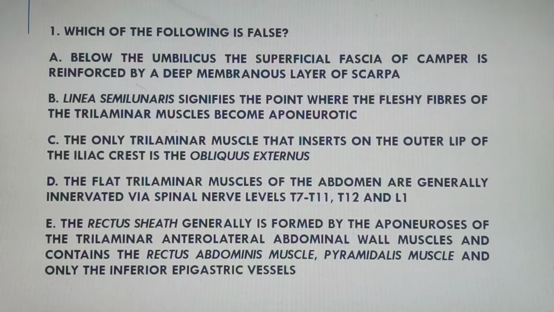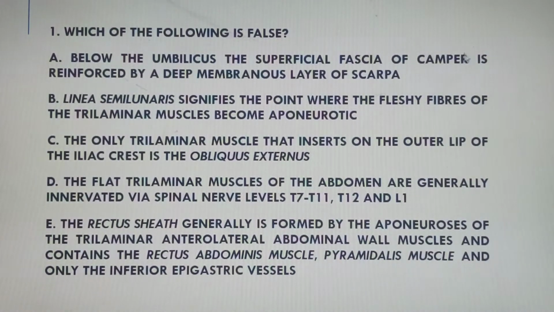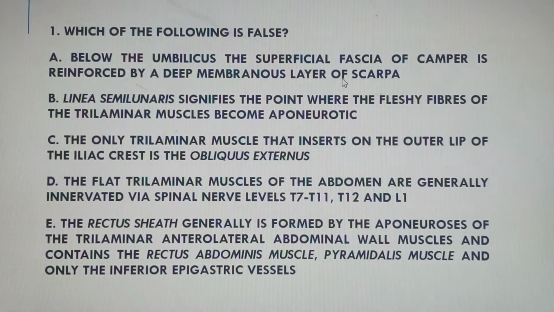But what happens is that above the umbilicus, all the area will also have this superficial fascia being made of a single layer of Camper's fascia, that's only fatty. But below the umbilicus, people tend to accumulate a lot of fat there, and therefore the tendency that below the umbilicus there could be that kind of pendulous movement, such that that area may sag, and therefore God in his own wisdom reinforced the superficial fascia of Camper below the umbilicus with a deep membranous layer of Scarpa.